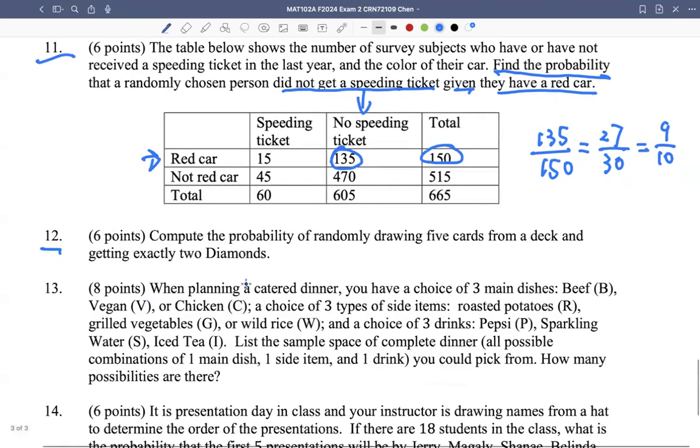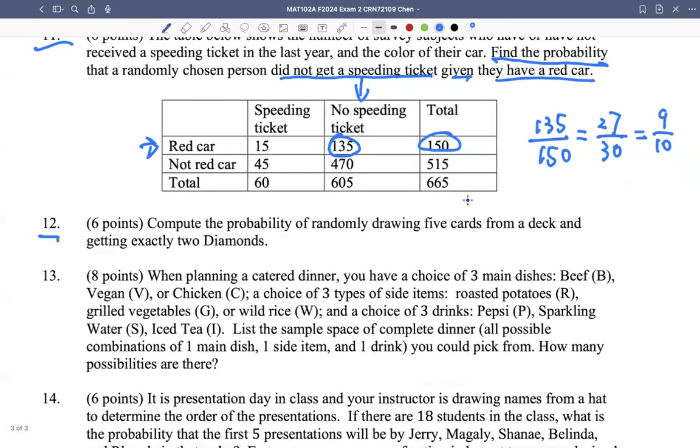12. Compute the probability of randomly drawing 5 cards from a deck and getting exactly 2 diamonds. Think about it, we draw 5 cards out. We only want any 2 diamonds, so the rest of the 3 can be any cards. So what is the probability of that? Remember, a deck of cards has 52 of them.